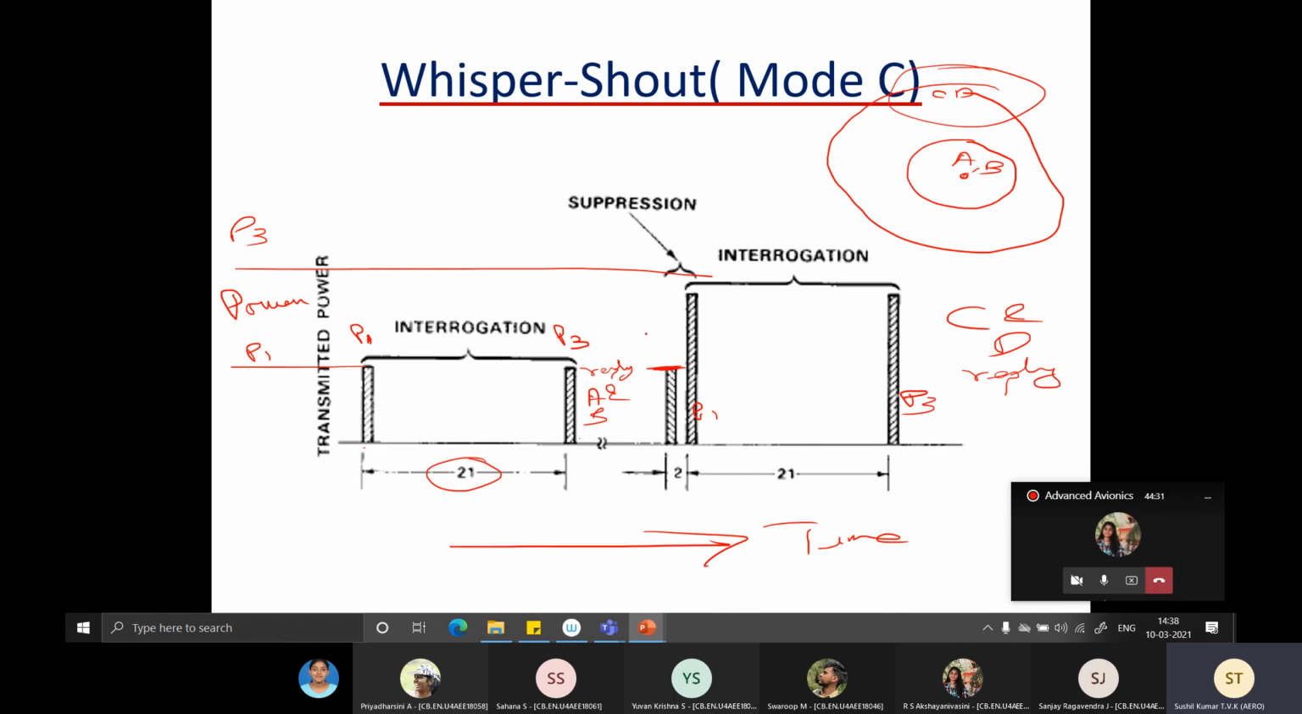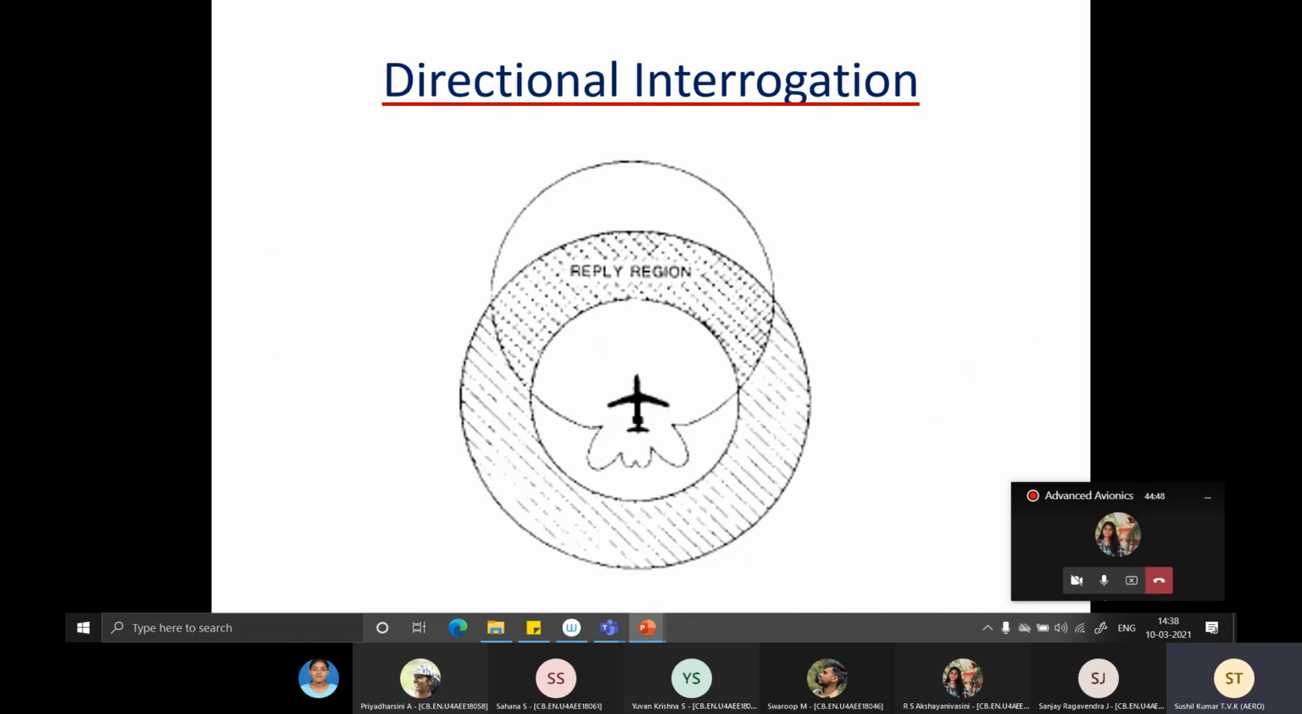So this can go on. This is just shown as two sets; like that, you can have n sets. So you whisper and shout and whisper and shout and keep on doing that, so that you can have different areas of coverage. Directional interrogation: generally all these TCAS antennas are actually four different antennas. So you have 90 degrees here and 90 like this. So you have four areas of coverage, and azimuth-wise also you can have different sectors of coverage.